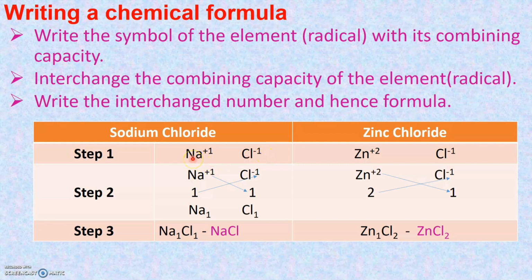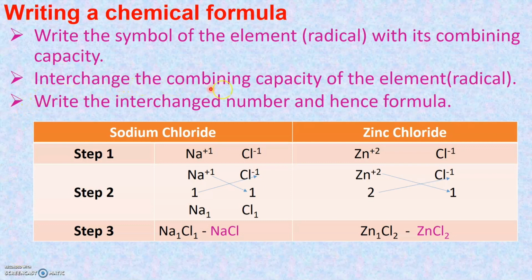But in case of sodium, which is a metal, it has a positive valency. But chlorine, which is a non-metal, will have a negative valency. And therefore, in step 1, we will write the symbol of the element with its combining capacity, here as Na plus 1 and Cl minus 1. Now what is the second step?